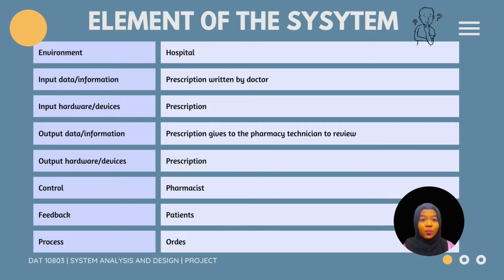Third, input hardware or device. The input hardware is the prescription. Fourth, output data or information. The output is the prescription given to the pharmacy technician to review. Fifth, output hardware or device. The output is the prescription. Sixth, control. The system will be controlled by pharmacists. Seventh, feedback. Our system can get feedback from patients. Eighth, process. The process is the order.